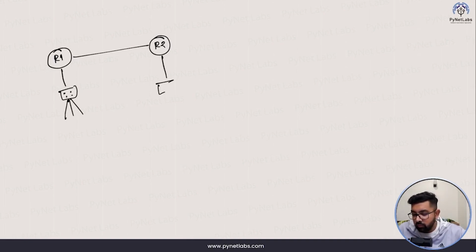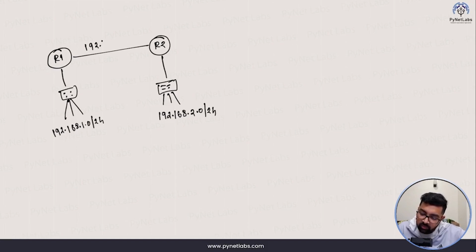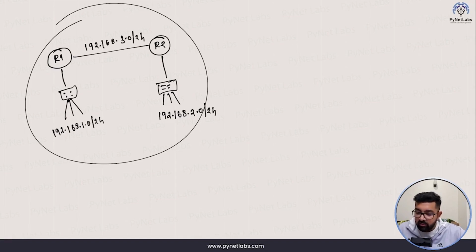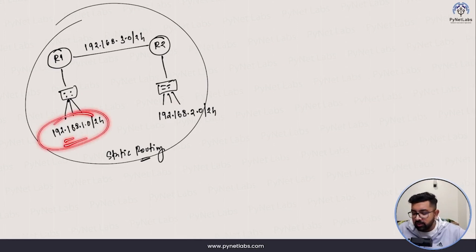Router 2 again would have a local area network. Router 1 uses a network like 192.168.1.0/24, and router 2 uses 192.168.2.0/24, right? And then we have 192.168.3.0/24, and we connect these networks by implementing, let's say, static routing. Once we have that static routing implemented, let's say the communication needs to be done between 1.0 and 2.0.